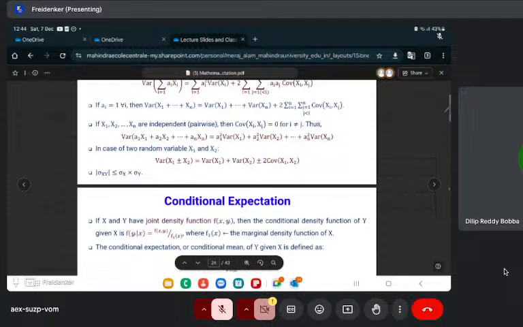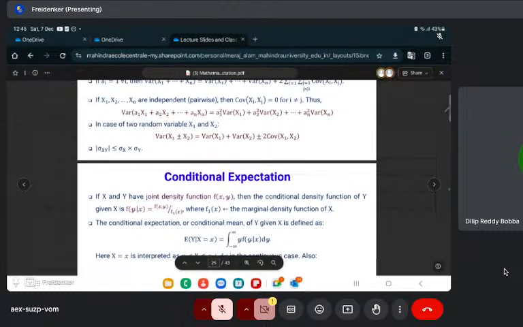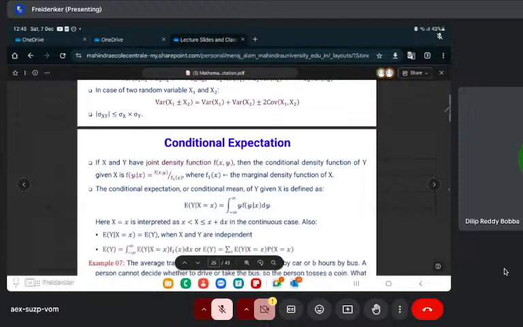We used this in bivariate normal, right? We use this because x and y need not be independent. So you'll get variance of x1 plus variance of x2 plus 2 times covariance. We saw this in bivariate normal distribution.